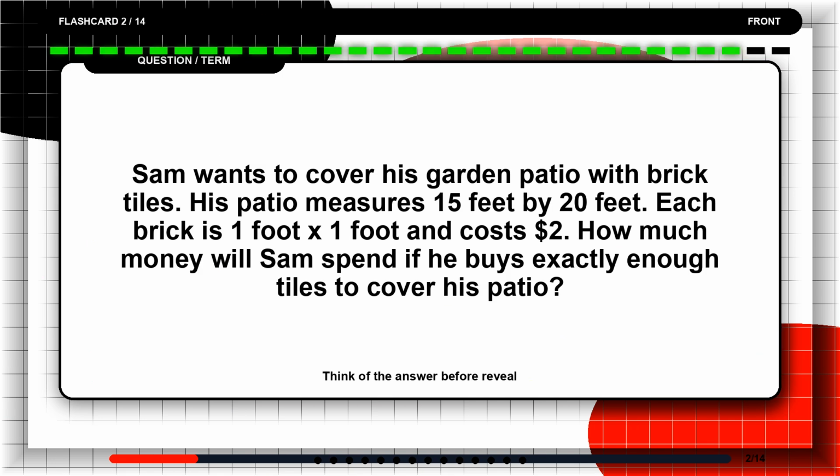Flashcard 2. Sam wants to cover his garden patio with brick tiles. His patio measures 15 feet by 20 feet. Each brick is 1 foot by 1 foot and costs $2. How much money will Sam spend if he buys exactly enough tiles to cover his patio? Pause and think of the answer before the reveal.